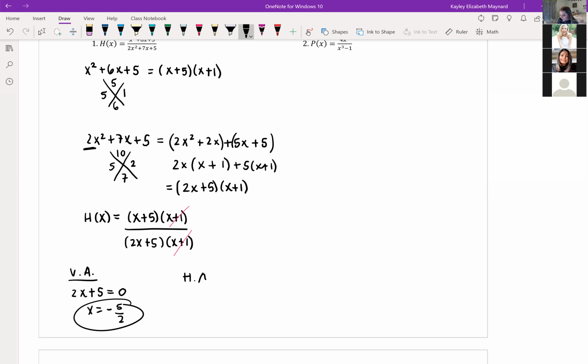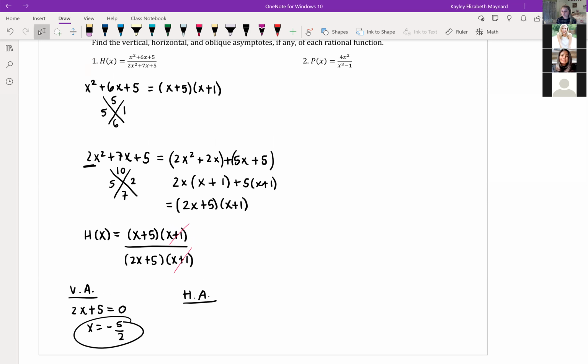So this is where we want to compare the degree of the numerator and the degree of the denominator. So we've got a few cases here. The degree of the numerator is going to be less than the degree of the denominator, they're going to be equal, or the degree of the numerator is going to be greater than. Does anyone want to take a shot at which one it is? Are they equal? Is the numerator less than, or is the numerator greater than? They're equal? Yeah, good.